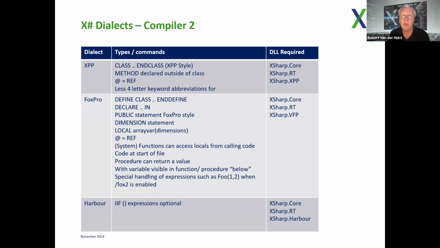Then FoxPro. Well, FoxPro has a lot of specific things, but the dialect, like I showed already in the compiler, the source code has define class, declare in, public, dimension, local, etc. It has code at the start of the file. What is different, for example, in FoxPro is that procedures can return a value. I would call VO and X++ pure dialects. A procedure is something that returns nothing, but FoxPro is, let's put it, flexible or sloppy, if you can also call it that, and it allows you to return a value from a procedure.